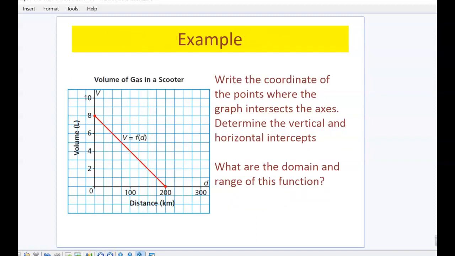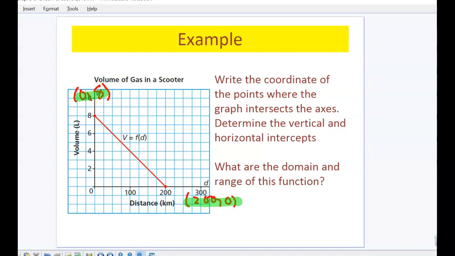Let's take a look at our first example here, and this is the volume of gas in a scooter. It wants us to write the coordinates of the points where the graph intersects the axes. So this coordinate right here would be (0, 8), and the coordinate down here would be (200, 0). And we want to therefore determine the vertical and horizontal intercepts. Well, there's my x-intercept, and this is my y-intercept.